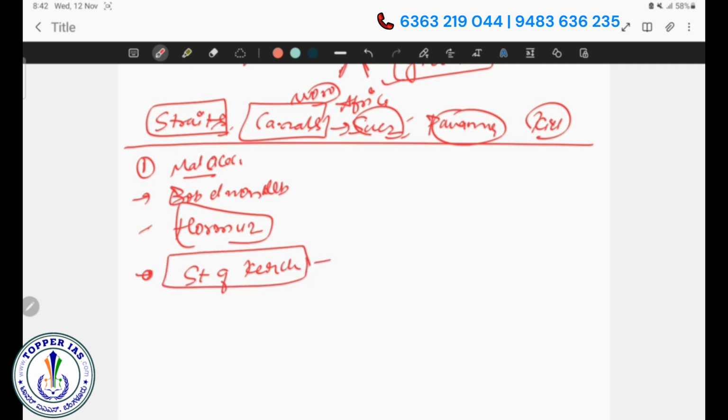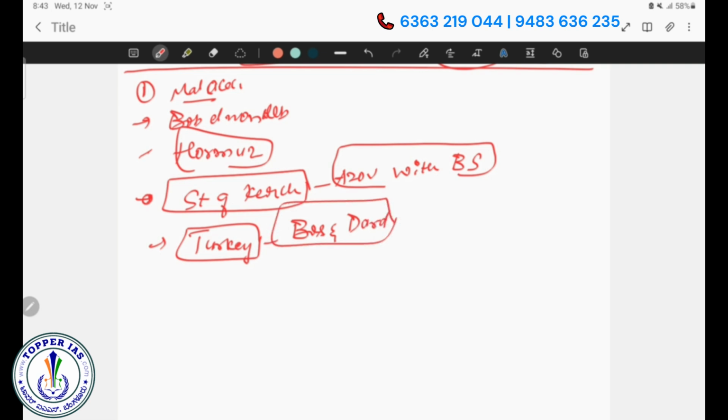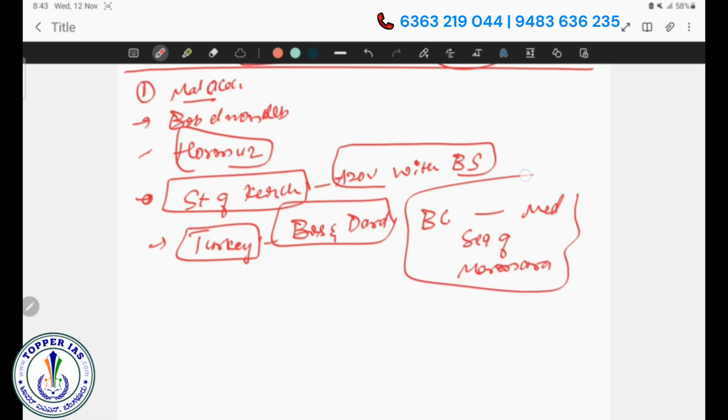The Strait of Kerch connects which two water bodies? If you know, it connects the Sea of Azov with the Black Sea. Similarly, you have to work on the important straits in Turkey. The Strait of Bosphorus and the Strait of Dardanelles are very important ones, which connect the Black Sea with the Mediterranean Sea along with the Sea of Marmara, if you guys know. So these become very important.